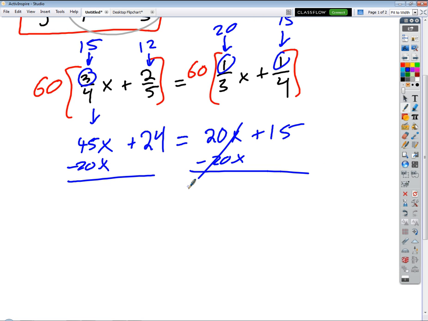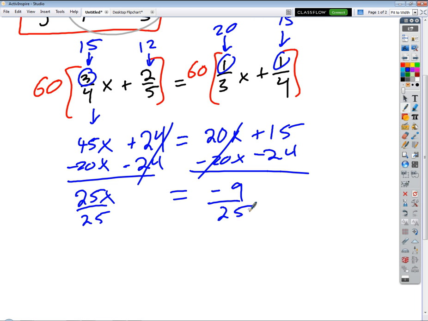25. I want to push the constants the other way, right? So we'll subtract 24. Those go away. 15 plus negative 24, what is that? Negative 9? Is that right? Negative 9. Okay. So we get kind of an ugly answer in the end. If I divide both sides by 25, I get x equals negative 9/25.